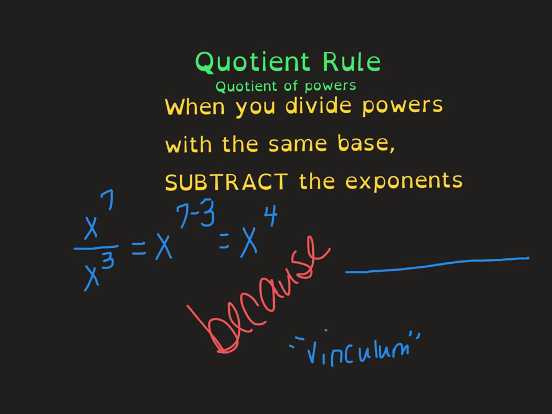Anyway, so the answer is x to the 4th. Because, first of all, there's a new word here, vinculum. A vinculum is just a bar that separates one quantity from another. The bar that we use in math most often that does that is the fraction bar. But especially in exponents, we're going to be separating quantities that reside up on top of the bar and below it. So this is the vinculum right here.